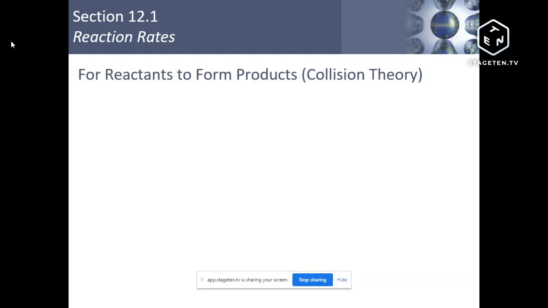Okay, so kinetics is just how fast reactions occur.